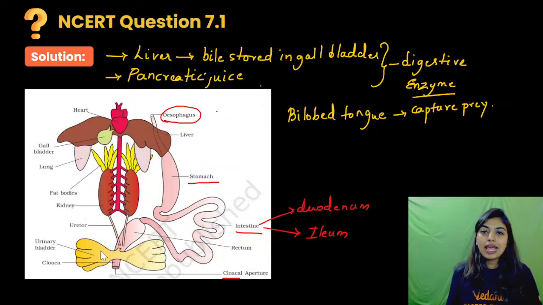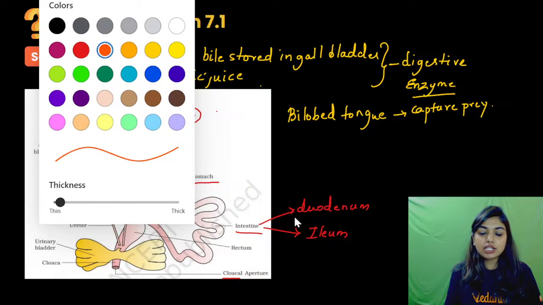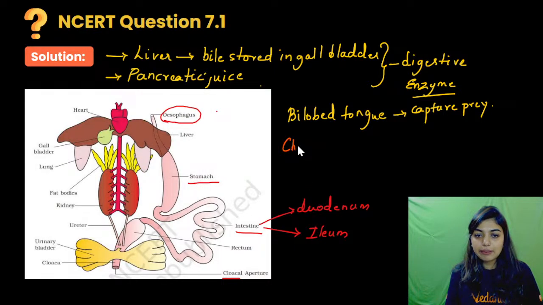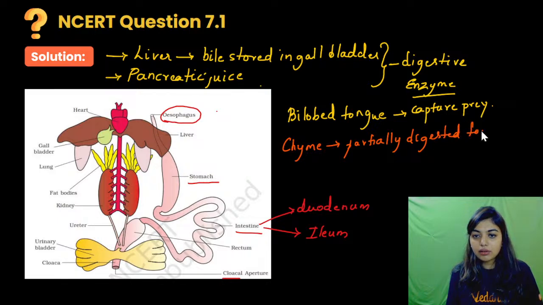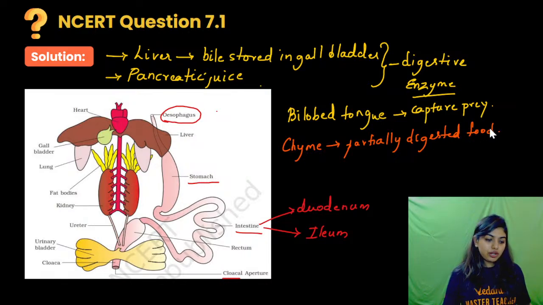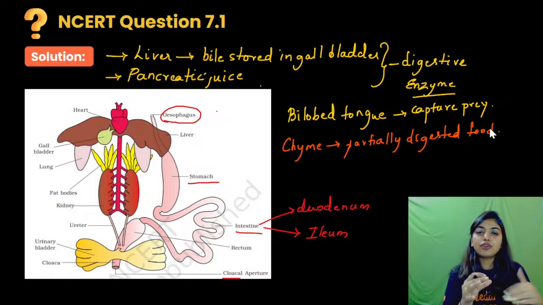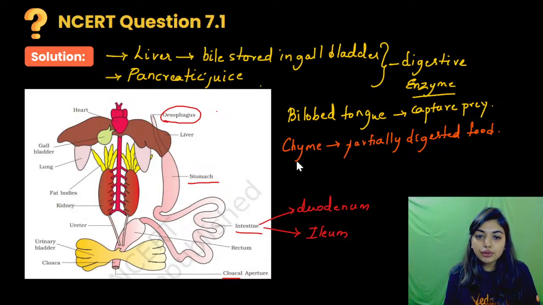Now, partially digested food. For the partially digested food, I will use the word chyme. This is similar in ours also. We use the word bolus as well. This is partially digested food. Now this partially digested food, where is it going to go? It is going to go into the duodenum.